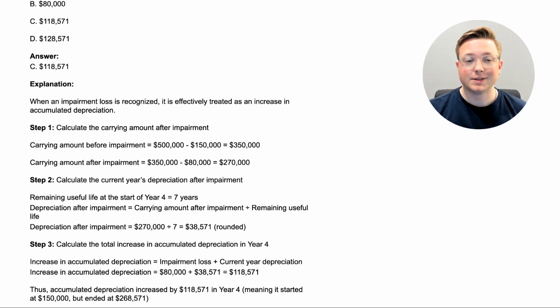All right, here we are. The answer is C, $118,571 is going to be the increase in accumulated depreciation. That's not what the accumulated depreciation is. That's just the increase to it. So anyway, let's walk through this to see how impairment losses work with all this.